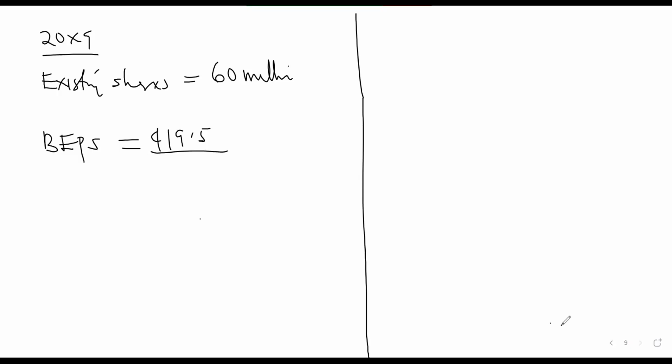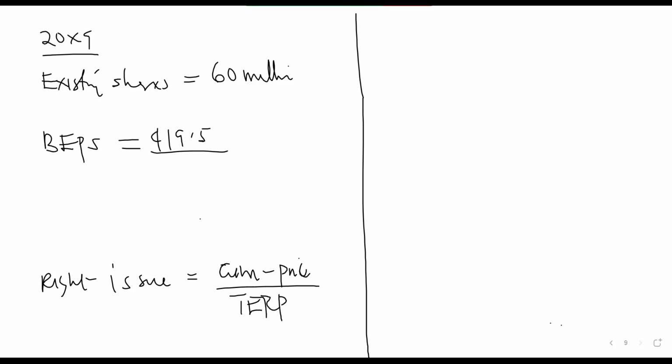But this is a rights issue. The first thing that you have to know is your rights issue fraction. How do you determine your rights issue fraction? Okay. The rights issue will always have an element of bonus and also an element of full market value. So your rights issue fraction is calculated as the cum-rights price over the theoretical ex-rights price. So we are only interested in the theoretical ex-rights price.